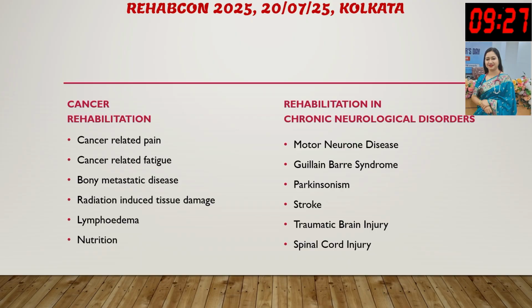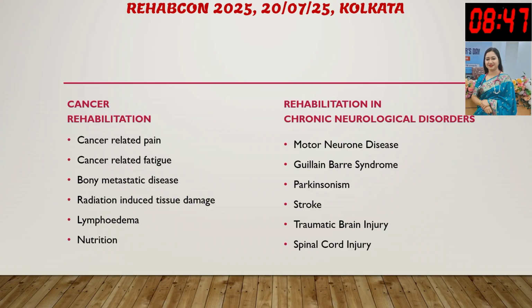In cancer rehabilitation, we mostly deal with cancer-related pain, cancer-related fatigue, bony metastatic disease, radiation-induced tissue damage, lymphedema management, and nutrition. So in cancer-related pain, WHO says that 25% of the patients die with unrelieved pain. It can be due to direct tumor invasion or post-procedural pain, or can be a peripheral neuropathy due to chemotherapy-induced tissue damage. So we treat the patients with the WHO pain ladder, and of course interventions are also required for cancer pain management. Cancer-related fatigue we'll discuss in detail if I get time.